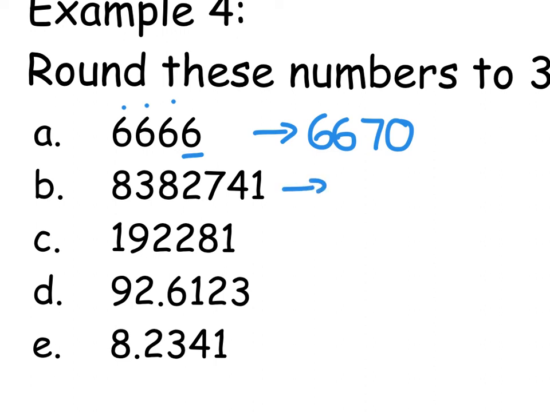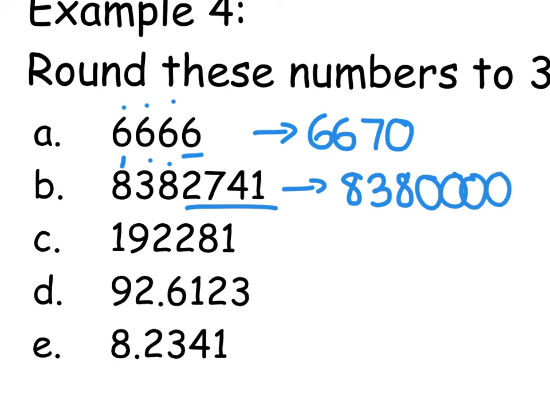So 3 significant figures, I'm keeping 8, 3, 8. So 8, 3, the 8's going to stay an 8 because the next number's a 2. So 8, 3, 8. 4 digits there, 1, 2, 3, 4. Okay, next one, 1, 2, 3, so I'm keeping 192. And I'm keeping the 2 because the next number's a 2, which doesn't do rounding. So it's 192, 3 digits there, so 3 zeros on the end.